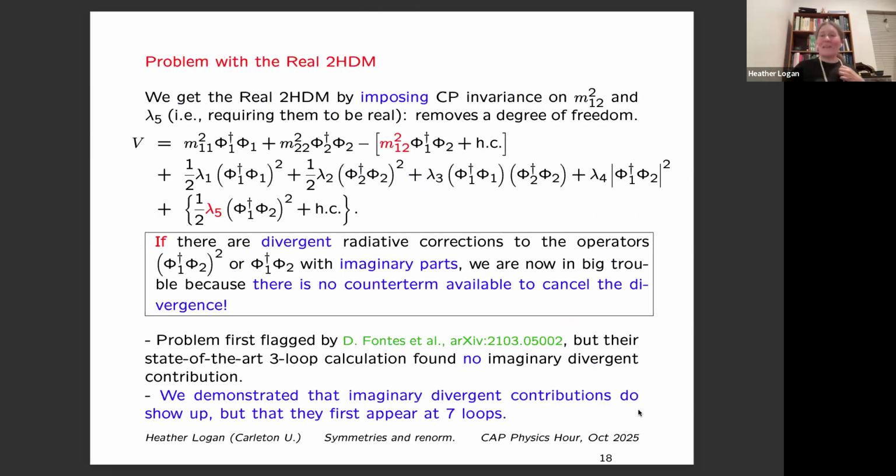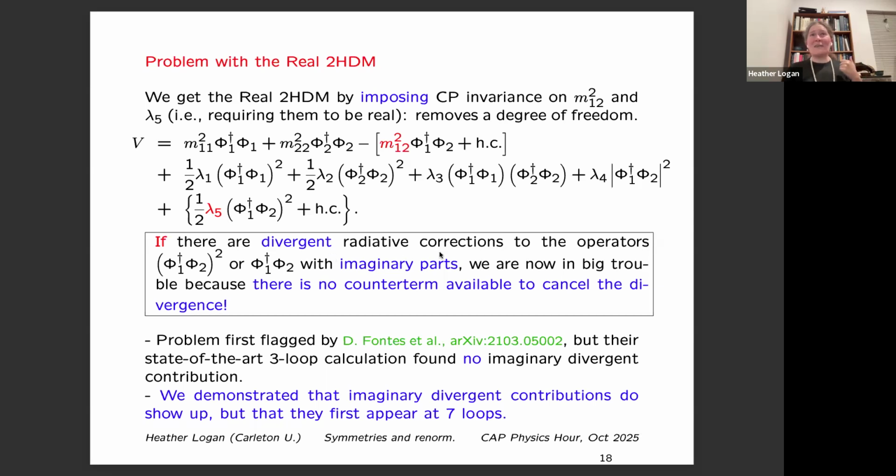So let me come back to the 2 Higgs doublet model. We got the real 2 Higgs doublet model by imposing CP invariance on the theory, and what that did is remove a degree of freedom. I can absorb the phase of m squared 12 into a rephasing of phi 1, and that just pops back up in lambda 5. Lambda 5 has a real part and an imaginary part. If I take that imaginary part and throw it out of the theory, I've thrown away 1 degree of freedom.